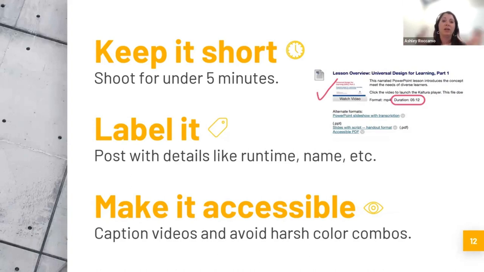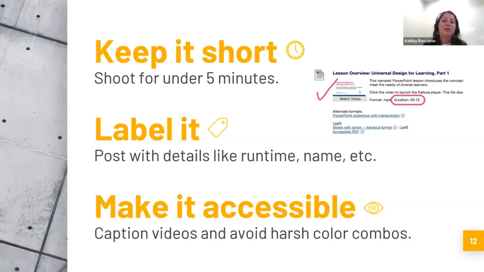So maybe you're lecturing about the history of the Berlin Wall, and you want to break it up. You could do little chunks, this portion of a time period, this portion of a time period, and then students can take each video as it comes. A good idea too, in Canvas, when you have a video, is to label it with details like how long is this video, what's the name, what's the content, what's it going to be like.